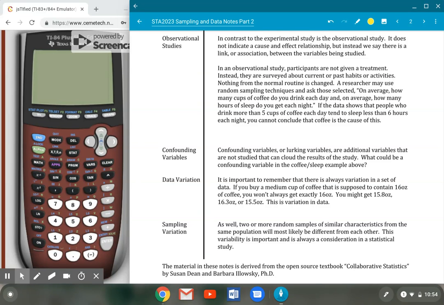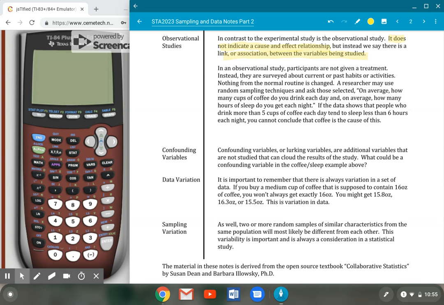As we continue on, we just wrapped up talking about experimental studies or controlled experiments. Next, we'll talk about observational studies. In contrast to an experimental study, in an observational study we just ask participants about what's going on. We don't have the ability to indicate a cause and effect relationship with an observational study, but instead we would say there's a link or an association between those variables.